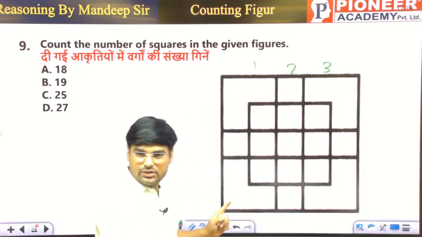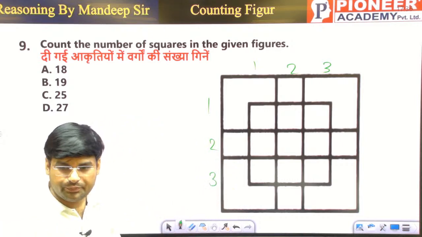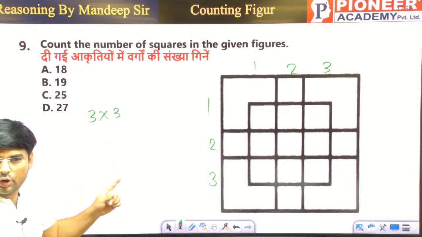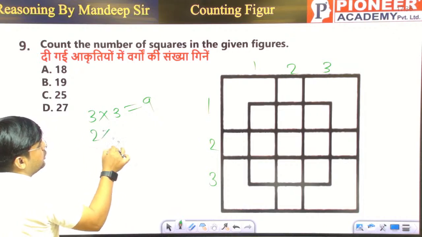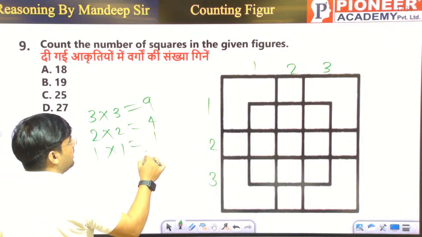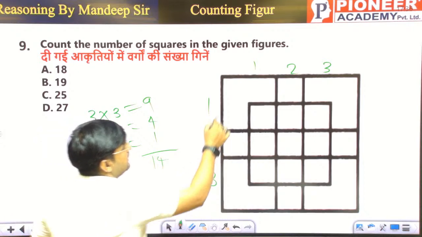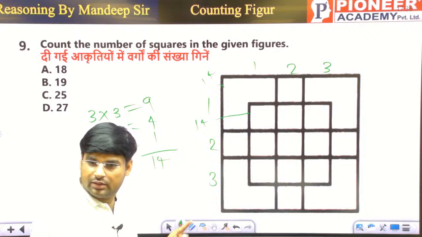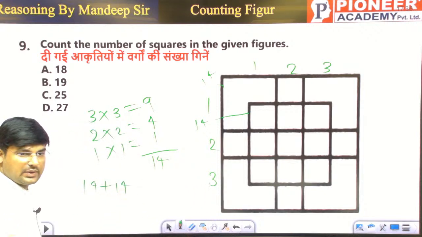There are 3 rows and 3 columns also. We have to multiply the largest number of the row into the largest number of the column. 3 into 3 equal to 9, and then 2 into 2, 4, and then 1 into 1. 9 plus 4, 13, 13 plus 1, 14. There are 14 squares in this figure and 14 also in this figure. Clear? 14 plus 14, 28.